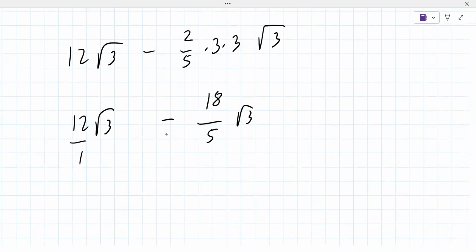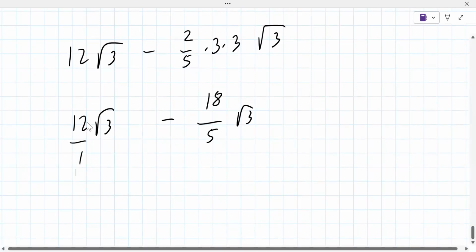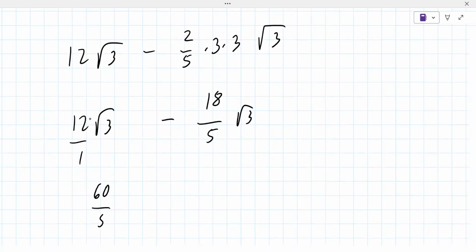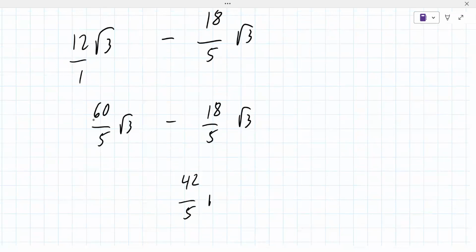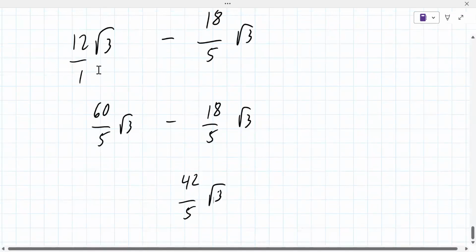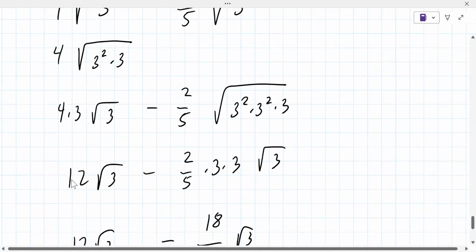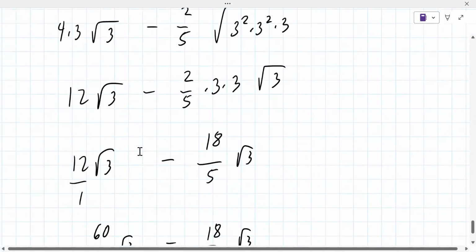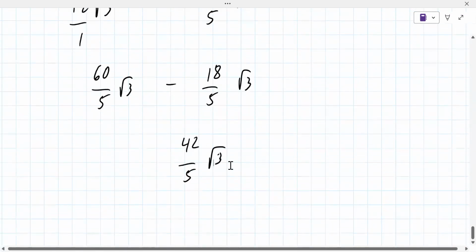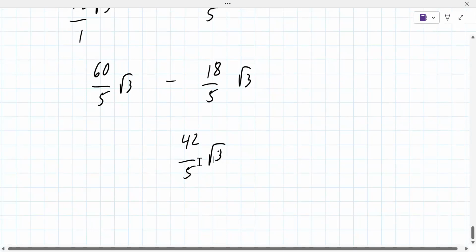Well, you got to combine the fractions because they're both root 3. So this is 60 over 5 root 3 minus 18 over 5 root 3. That becomes 42 over 5 root 3, like that. Now, what you could have done at some point is you could have just gone to your calculator and said, okay, 12 minus 18 over 5, what is that? But you can't put the root 3s in because they're irrational. And your calculator doesn't like irrational numbers. Right. So this would be your final answer.